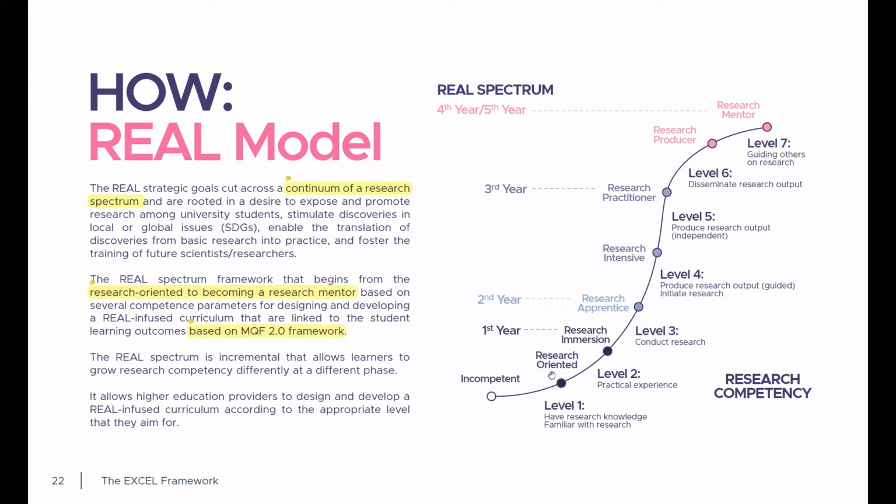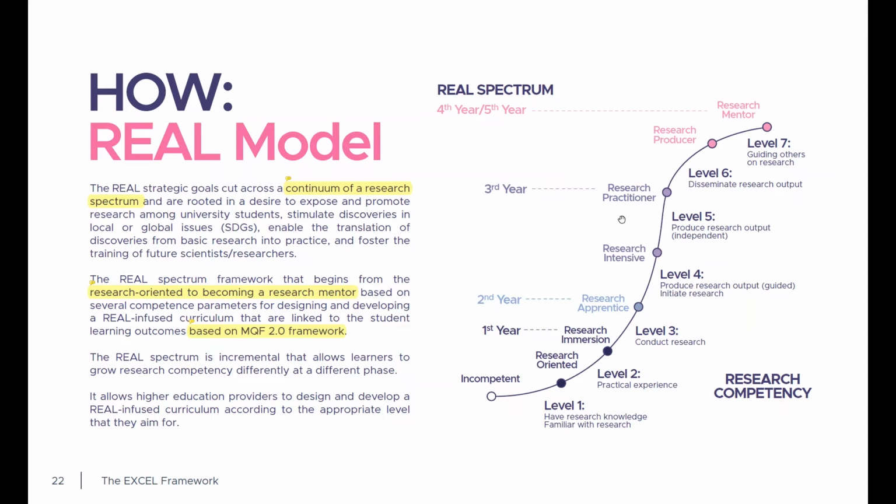Then in second year, they started to conduct research. We call them the research apprentice. Then third year, they started to do research intensively, and that's why they produce research output with guidance. And then level 5 produces research output, or do we call it research practitioner? They can produce a research output independently. And then level 6, the research producer, they disseminate the research output. And level 7, their research mentor.